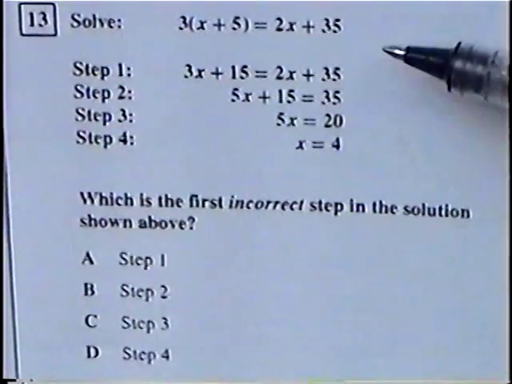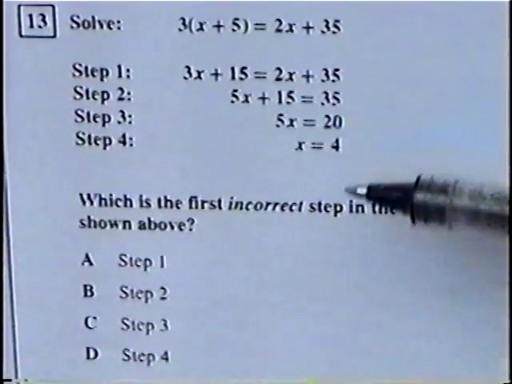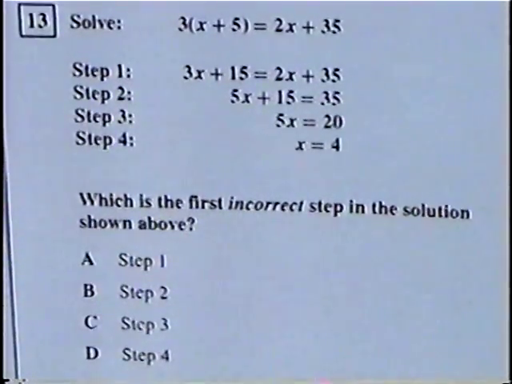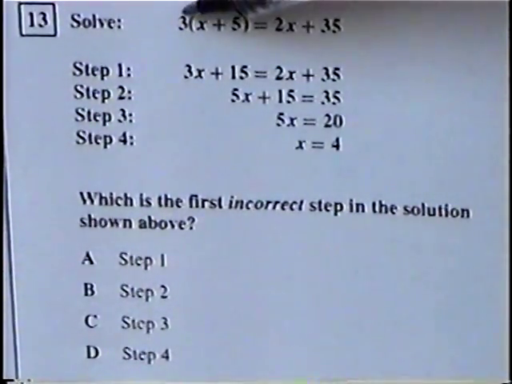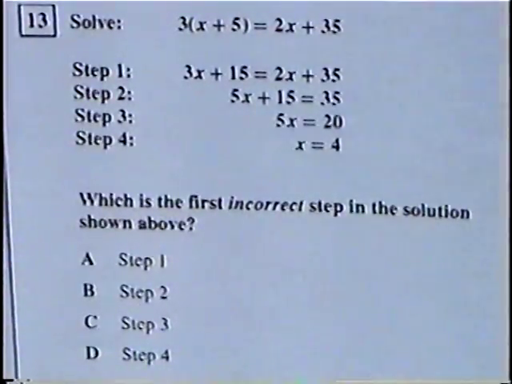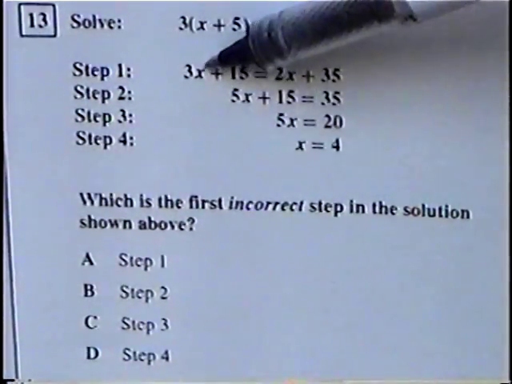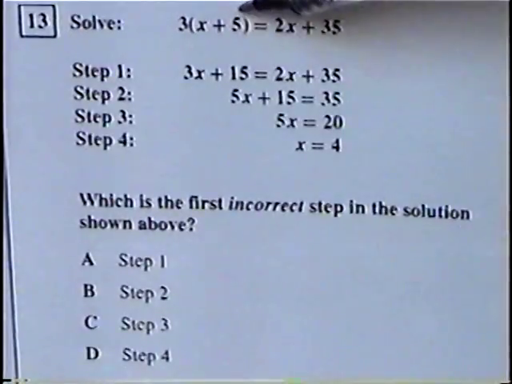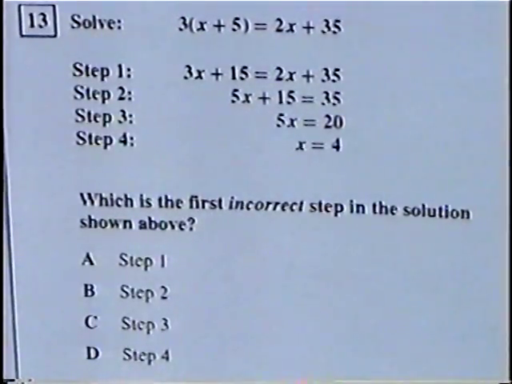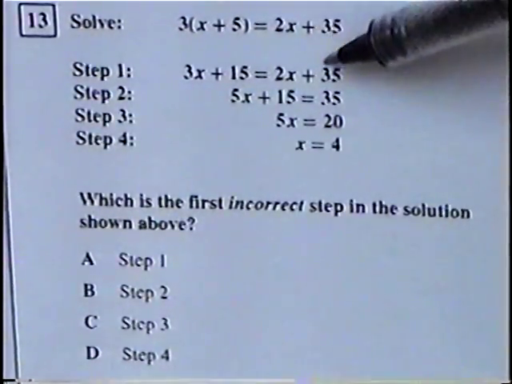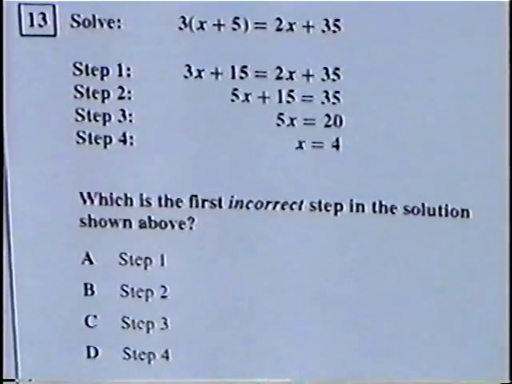Looking at the equation and looking for the first incorrect step or the first mistake. The original question, we can distribute the 3 inside the parentheses. 3 times x would match up with 3x, and 3 times 5 would match up with 15. The right hand side stays the same, so step 1 would be correct.